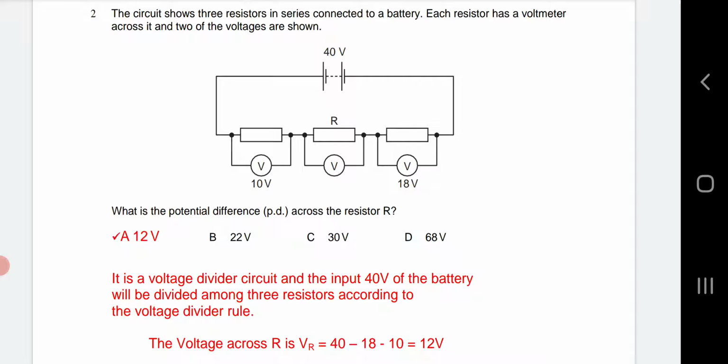Input voltage is 40, and in series connection of three resistors, two voltage drops are shown. The third voltage drop can be easily found by subtracting these two voltage drops from the input voltage. So it is a voltage divider circuit, and the input 40 volt of the battery will be divided among three resistors according to the voltage divider rule. So the voltage across R is 40 minus 10 minus 18, and that is 12 volt. So it is option A.